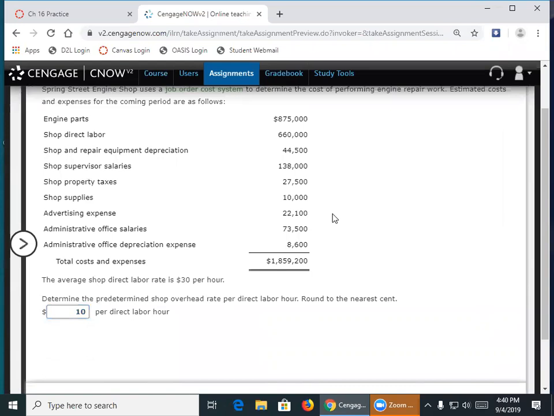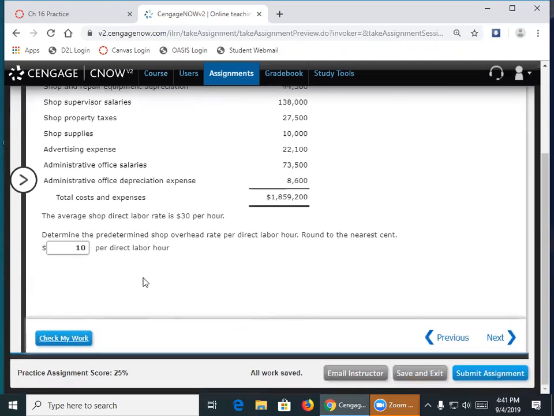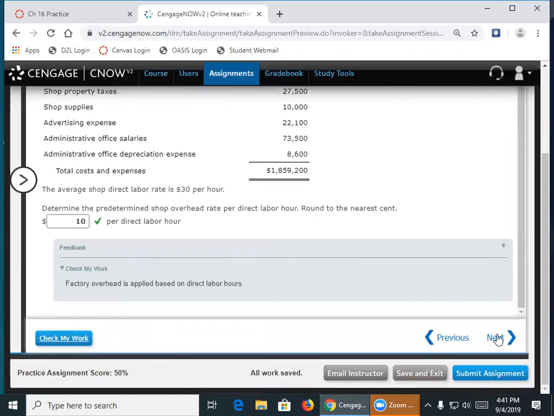And so from there, if we had a job we were working on and it had like 50 hours of labor, we would take 50 hours of labor times $10 per hour, and we would know to apply $500 of overhead to that job. Any questions on that one? All right, next one.